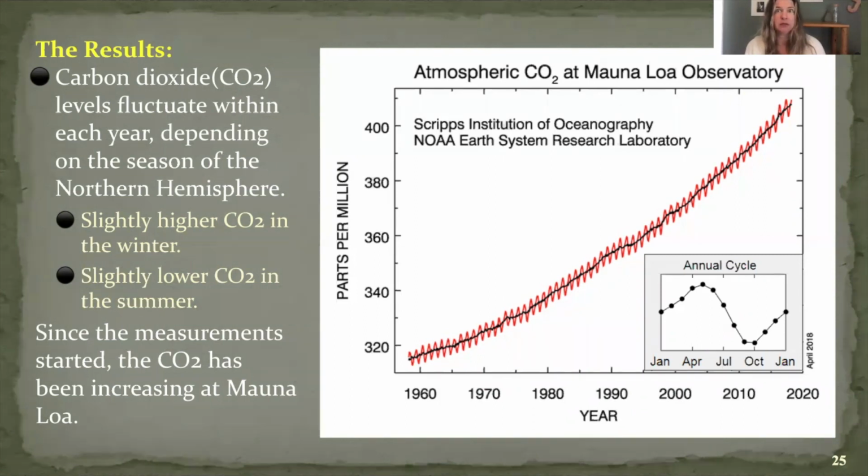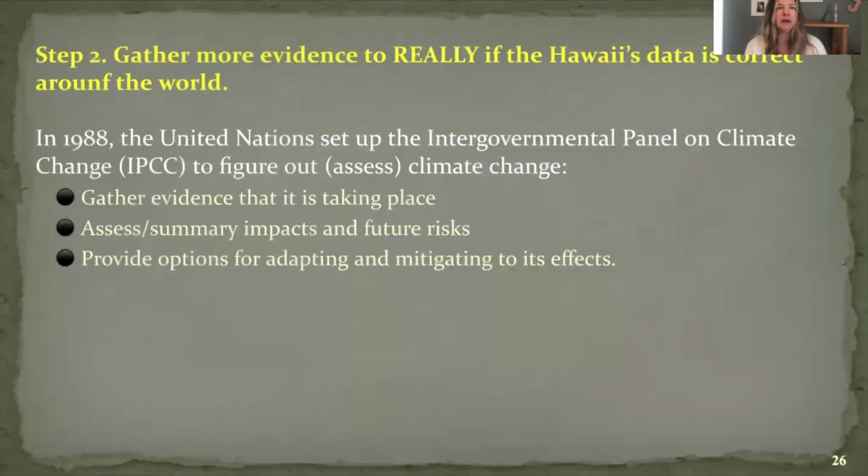Okay, well, what do we do with this data? Gather more evidence to see if it's just Hawaii, a strange spot of carbon dioxide increasing, or is this something that happens around the world? Oh, seriously, this is so fun and embarrassing, all my typos. In 1988, the United Nations set up the Intergovernmental Panel on Climate Change, the IPCC, to assess climate change. Their mission was to gather evidence that's taking place, to assess and to summarize the impacts and the future risks, to provide options for adapting and mitigating its effects.